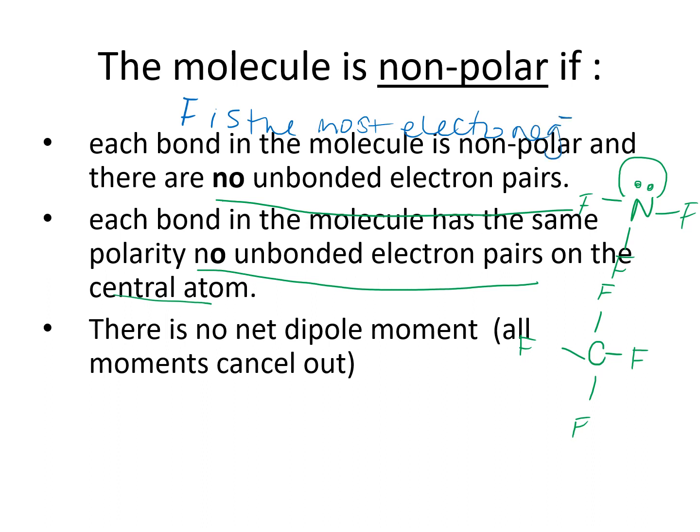So that means we would draw our arrows pointing towards fluorine. And then remember, we draw a little tail here. That shows us that we have a positive end over here toward the nitrogen. So we would go ahead and draw them for all of them.